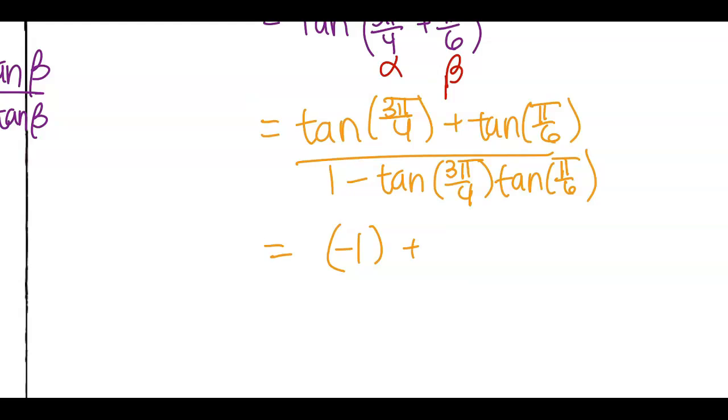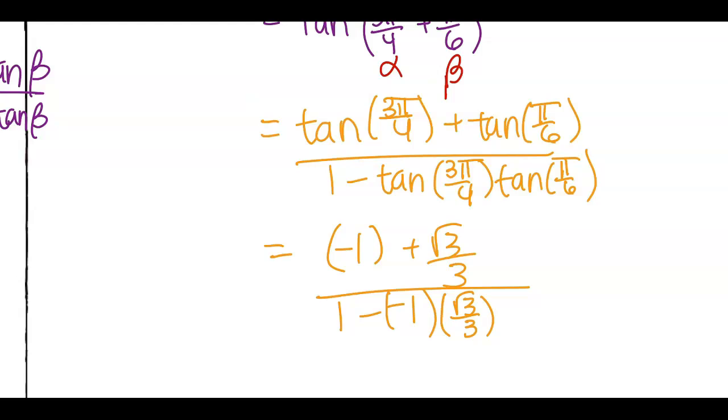I'm not going to keep zooming in and out. I'm just going to tell you tangent of pi over 6 is square root 3 over 3 divided by 1 minus tangent of 3 pi over 4. Let me actually plug in the correct number, which is negative 1. And then tangent of pi over 6 again is the same, square root 3 over 3.